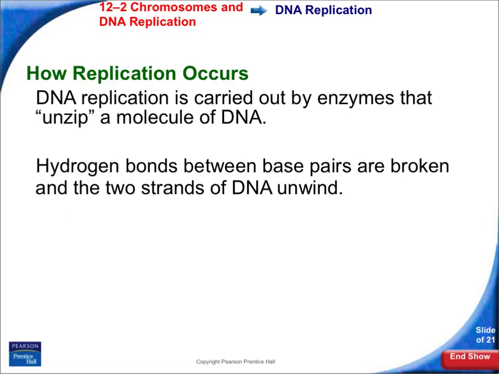Again, the first thing that happens is we have to unwind and unzip that DNA molecule. There's step 1. This job is carried out by specific enzymes. Remember that we talked about the base pairs, the A and the T, the C and the G, are connected by hydrogen bonds. Those hydrogen bonds have to be broken. So then comes the process of replication.